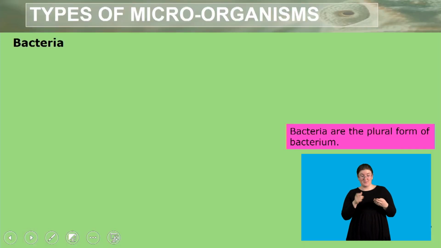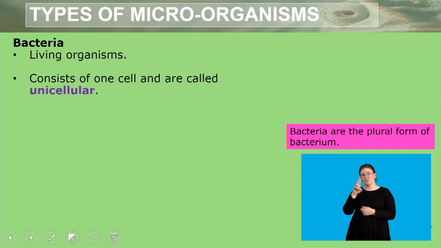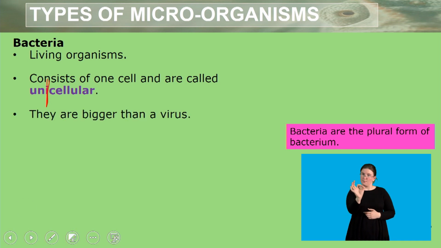So we are first going to look at the first microorganism, and that is bacteria. We need to remember that bacteria is the plural form of bacterium. Bacteria are living organisms. They consist of one cell and therefore are called unicellular. Here you have the prefix uni to remind you that it is one cell. They are bigger than a virus.